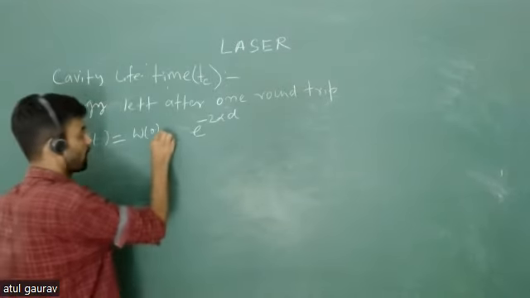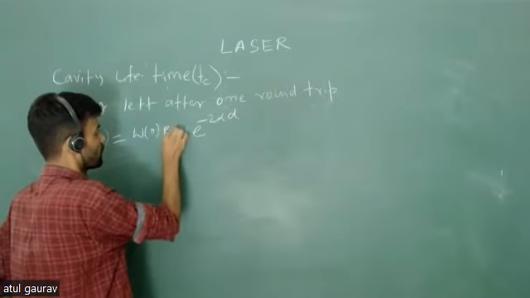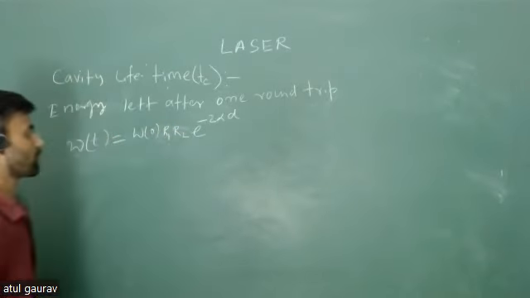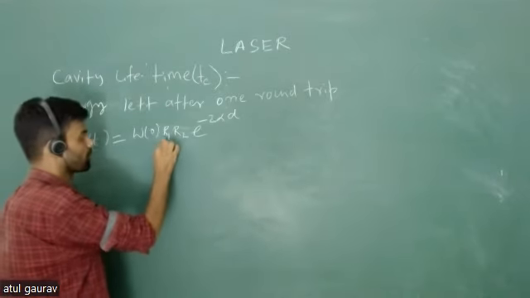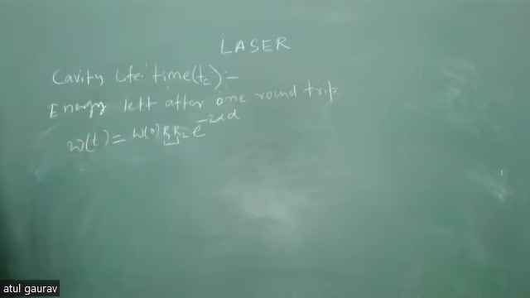And of course, this factor also will come, that reflectivity R1 and R2. So if the two mirrors are fully reflecting, obviously this factor will be one. Is it clear?